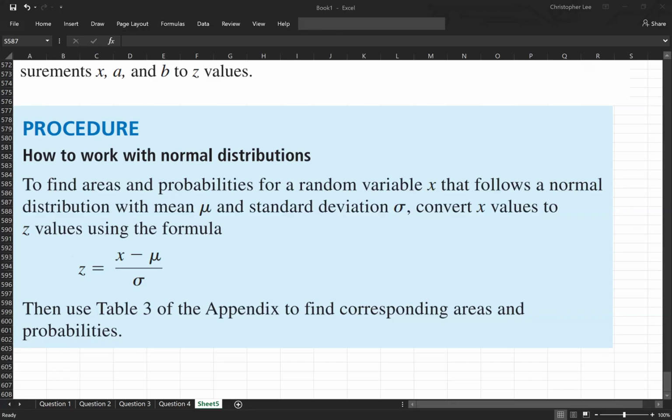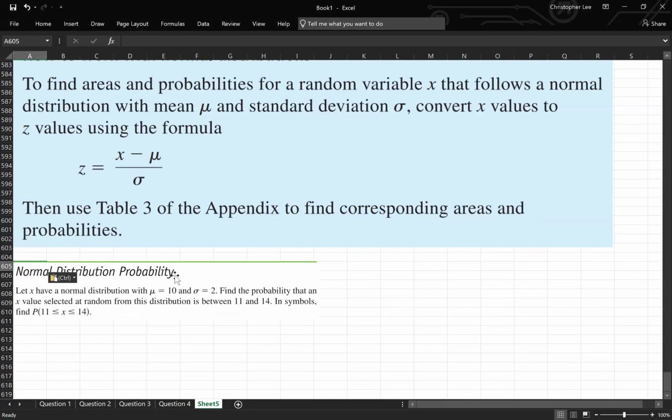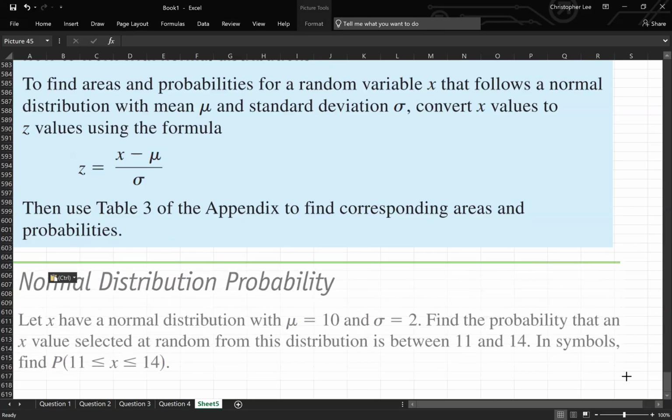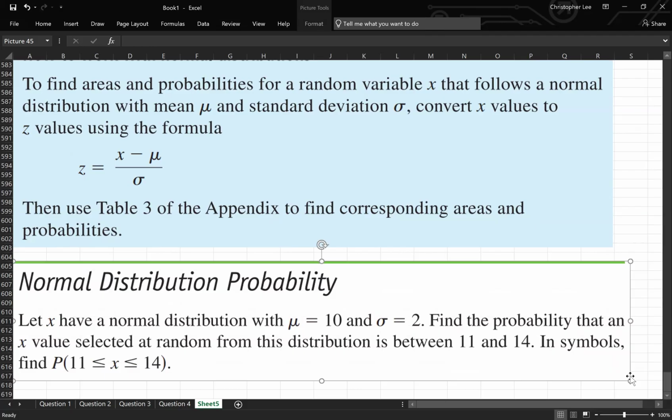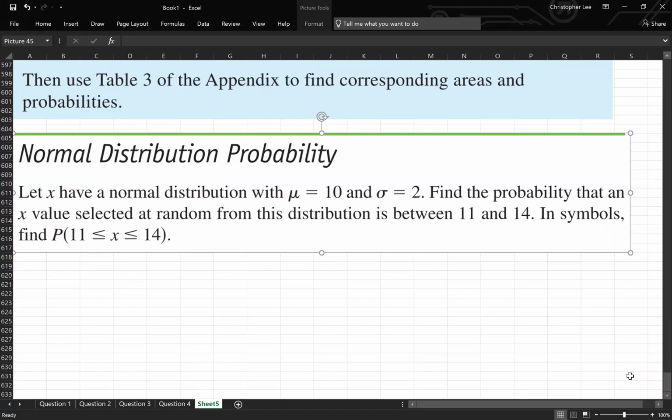Let's look at this example real quick. Let's say for a normal distribution probability, let X have a normal distribution with mean mu equal to 10 and sigma equal to 2. Find the probability that an X value selected at random from this distribution is between 11 and 14. So essentially what I'm asking you for is, what is the probability of 11 less than or equal to X less than or equal to 14, with a mean of 10 and a standard deviation of 2?